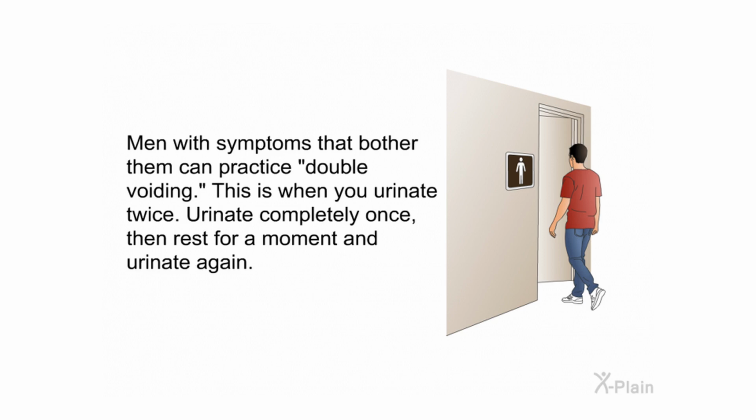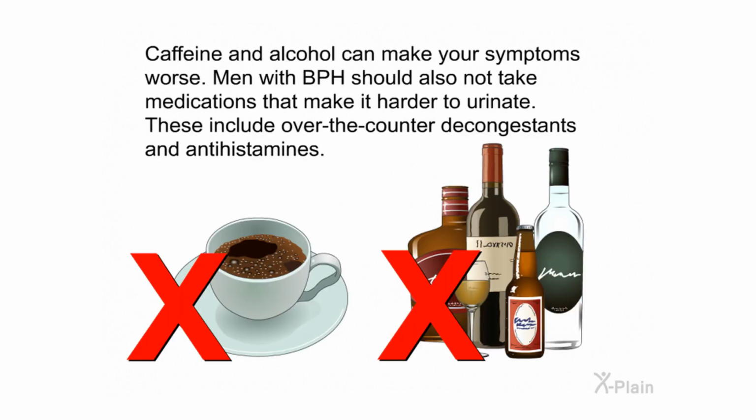Men with symptoms that bother them can practice double voiding. This is when you urinate twice. Urinate completely once, then rest for a moment, and urinate again. Caffeine and alcohol can make your symptoms worse. Men with BPH should also not take medications that make it harder to urinate. These include over-the-counter decongestants and antihistamines.